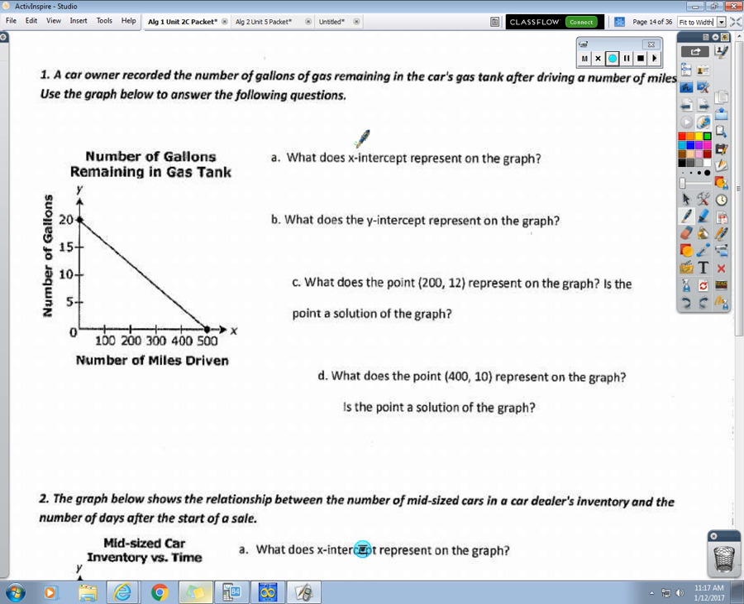A asks, what does the x-intercept represent on the graph? Well, what is the definition of an x-intercept? Right. And so the x-intercept for this particular graph is located where? 500, 0. Okay, it has an x value of 500, a y value of 0. What does 500 and 0 mean in words? That's not all though. 500 is the number of miles driven. What does the 0 represent? So tell me that in a sentence.